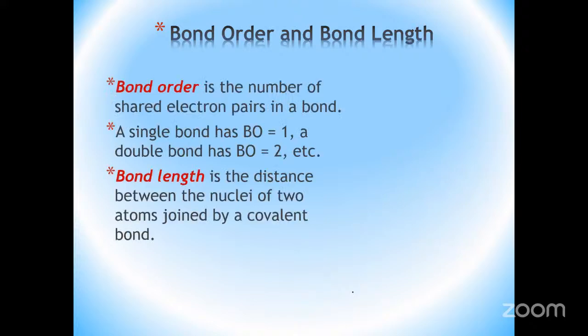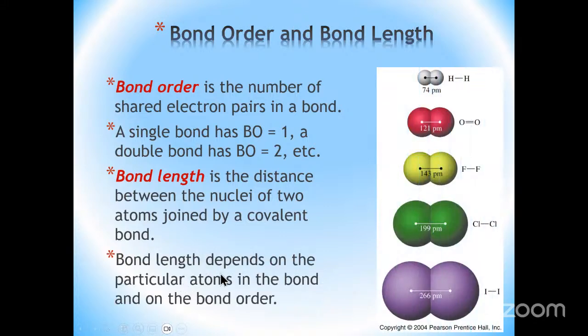Let's talk about this term bond order and what it relates to bond length. Bond order is very simple. It's the number of electron pairs that are shared in a bond between 2 atoms. So therefore, a single bond will have a bond order of 1, a double bond will have a bond order of 2, and so on, right? The bond length is the distance between the two nuclei that are joined by a covalent bond. And we have some examples of different molecules where the bond lengths are given, they're given in picometers. Remember, 1 picometer is 10 to the minus 12 meters.